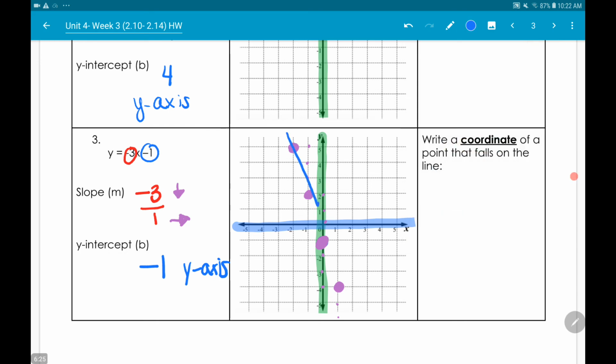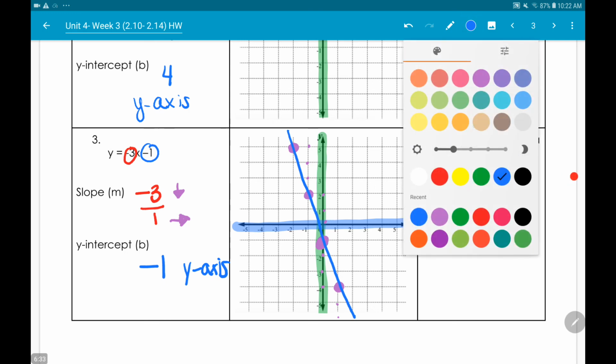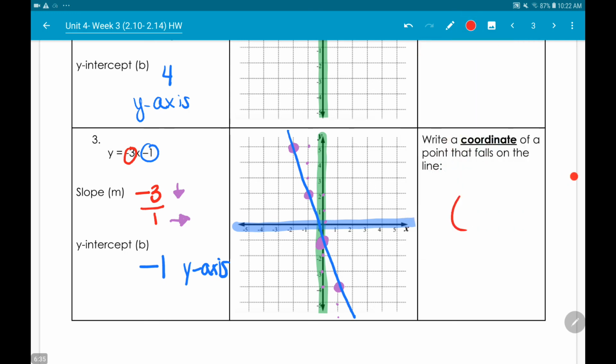I can connect the points and make sure, even though my dots don't go all the way to the edge, I need to make sure my lines do. And we need to pick a coordinate. All right, so I'm going to pick this coordinate. That is x is -1 and y is 2.